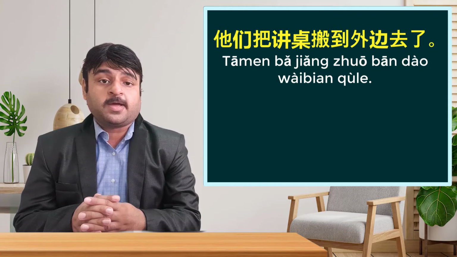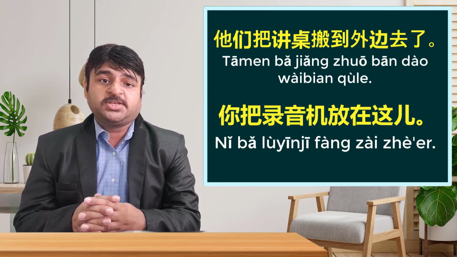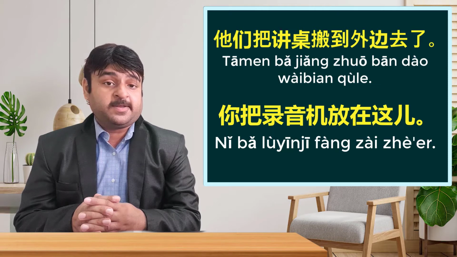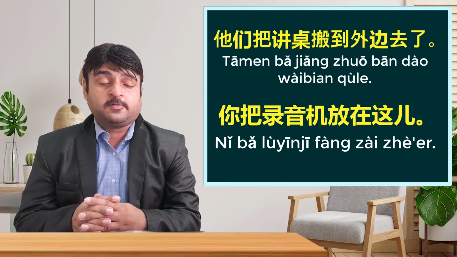Let us now look at the second sentence. 你把录音机放在这儿。录音机 is a recorder. 放在 place, 这儿 here. Main verb is followed by complement 在 and an object denoting location. You take that recorder and place it here, or simply place that recorder here. This sentence has to use the ba structure to make a Chinese sentence.